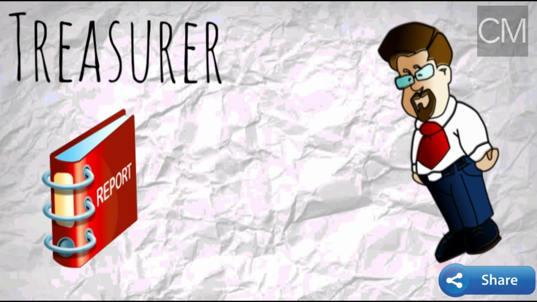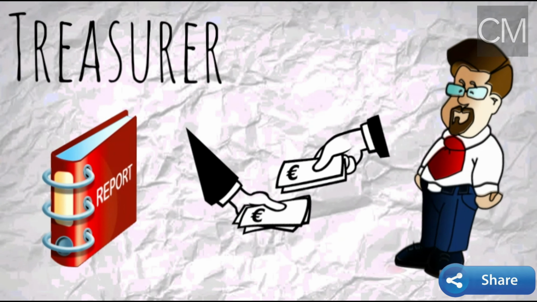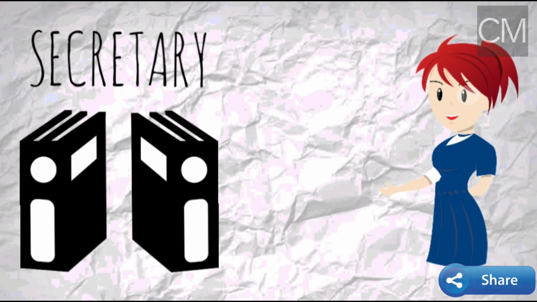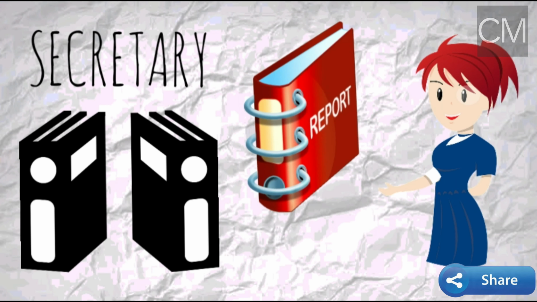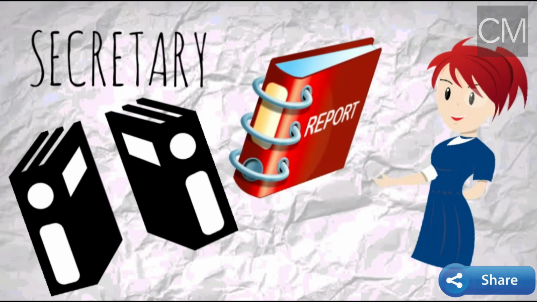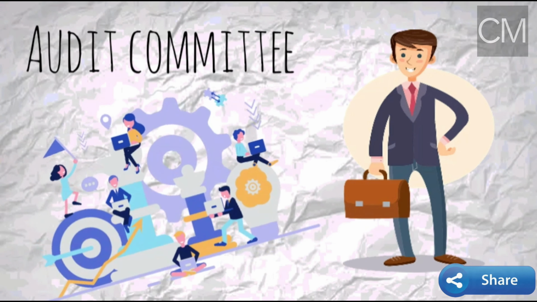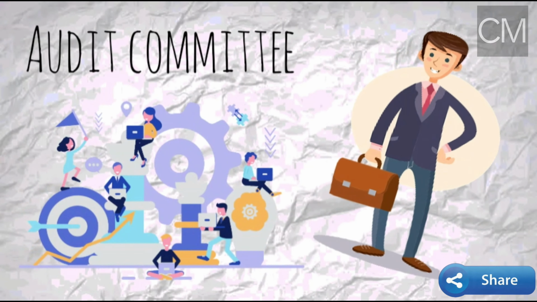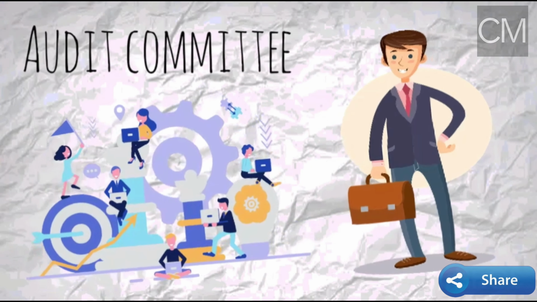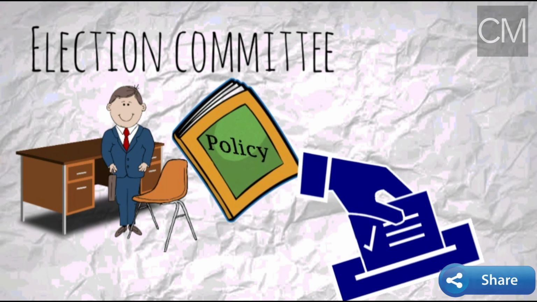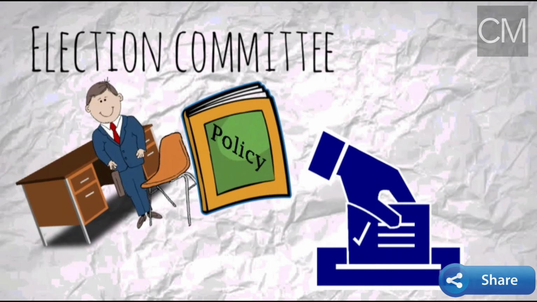Treasurer is the one who maintains the full and complete records of cash transactions. Secretary is the one who keeps an updated and complete registry of all members. They are also responsible for keeping a copy of the Treasurer's report and other reports. Audit Committee. They are the ones who audit the performance of the cooperative and its various responsibility centers. Election Committee. They are the ones who implement election rules and guidelines duly approved by the General or Representative Assembly.